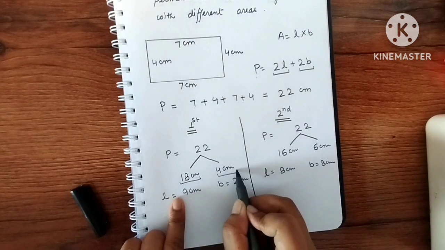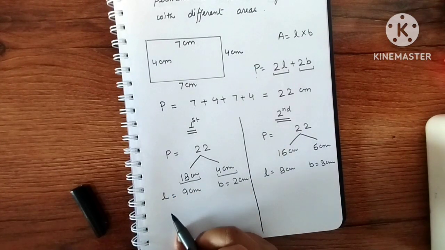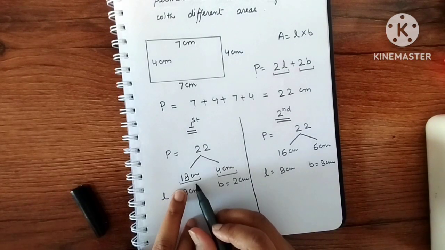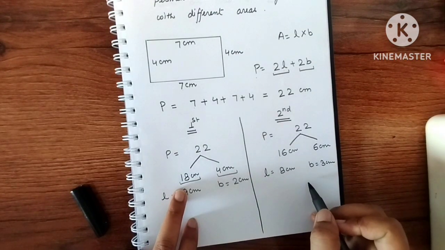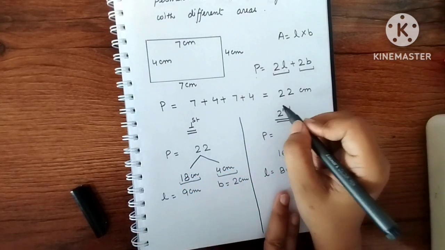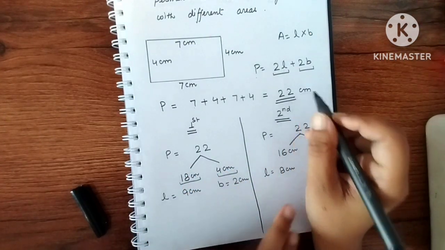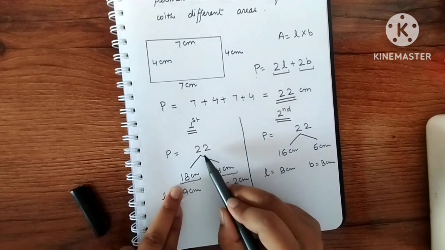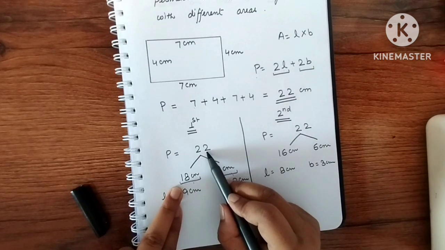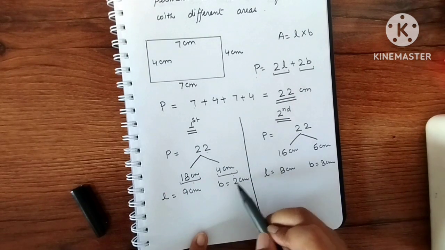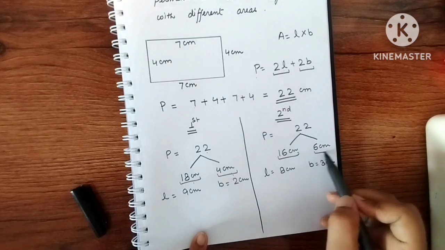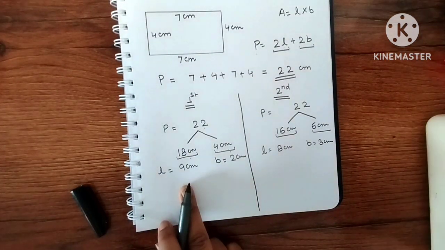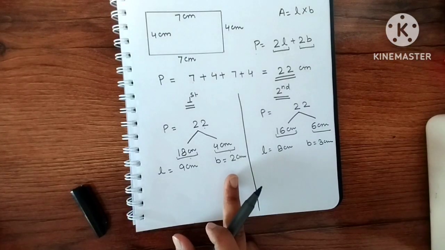This is the value of 2L and this is the value of 2B, and we need to find the value of L and B. For that, we need to divide this by 2. So, first of all, we find the perimeter. Then we made the 2 parts of the perimeter. The sum of these 2 parts should be equal to this. Then we divided these 2 parts by 2. Now we know the length is 9 centimeter and the width is 2 centimeter.